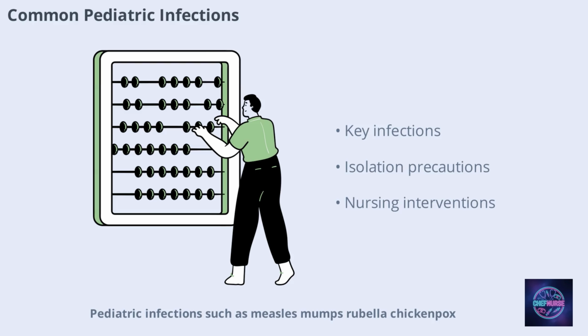Pediatric infections such as measles, mumps, rubella, chickenpox, and pertussis are frequently tested on the NCLEX. Know the signs, symptoms, and isolation precautions for each. For example, measles presents with a rash and Koplik spots, while pertussis is known for severe coughing fits. Understanding transmission, prevention, and nursing interventions helps you answer scenario-based questions confidently.